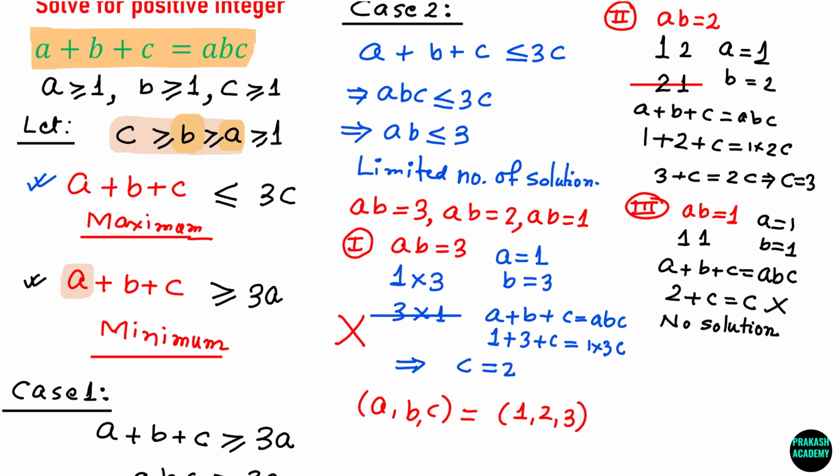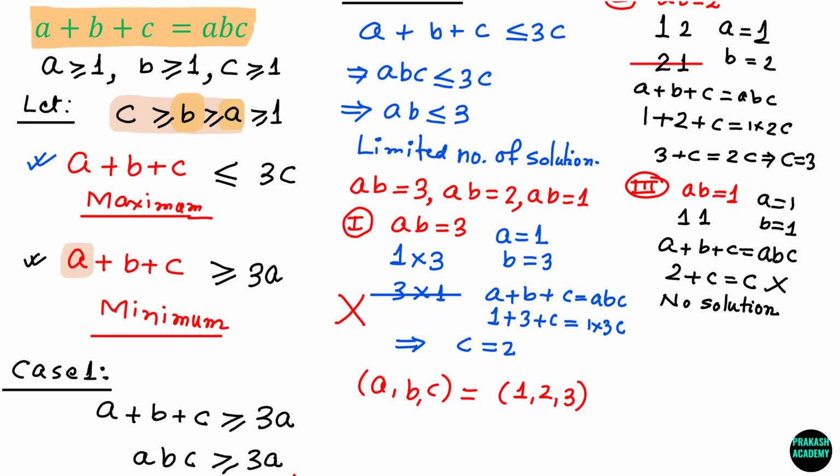Now see, we have made the assumption that C is greater than B is greater than A. But this assumption can now be relaxed. We can have 6 situations. And among all these situations, we will get the same numbers 1, 2, 3. Simply the order will change. So we will have 6 solutions. So what are these solutions?